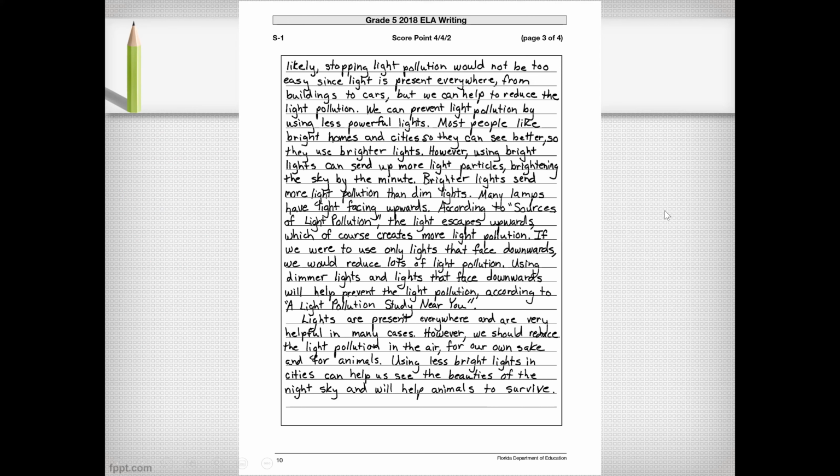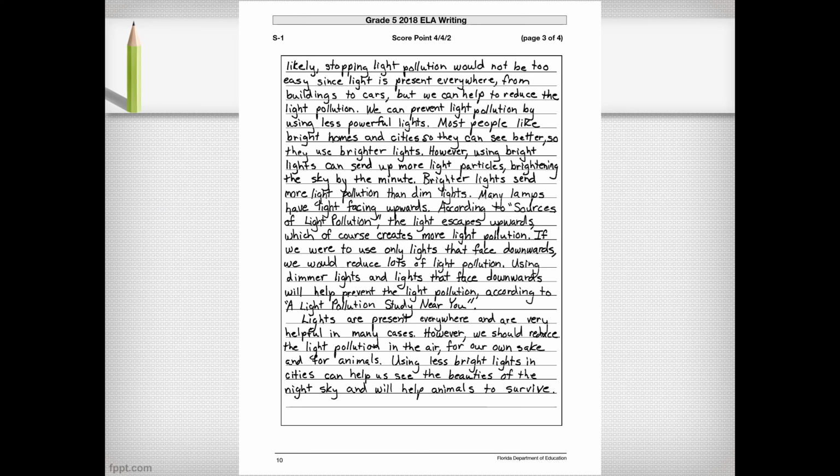Using dimmer lights and lights that face downwards will help prevent the light pollution, according to a light pollution study near you. Lights are present everywhere and are very helpful in many cases. However, we should reduce the light pollution in the air for our own sake and for animals. Using less bright lights in cities can help us see the beauties of the night sky and will help animals to survive.